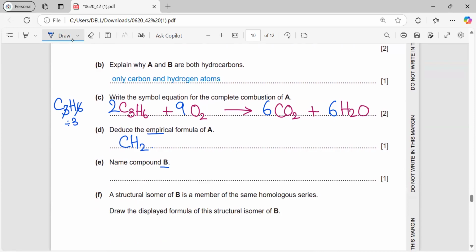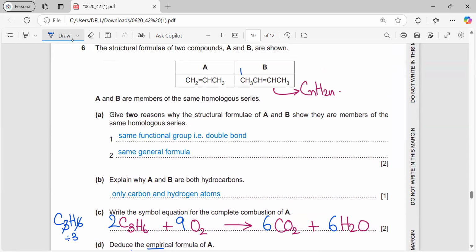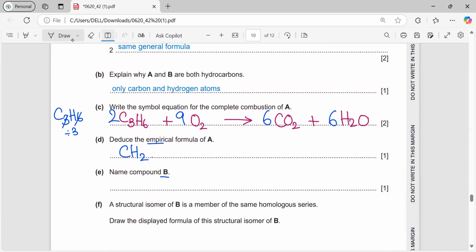Name compound B. The compound B is 4 carbons with a double bond present between carbon number 2 and 3. So it will be butene because there are 4 carbons. So it will be but. 4 carbon is but, and on the second carbon, the double bond is attached. So it will be but-2-ene.